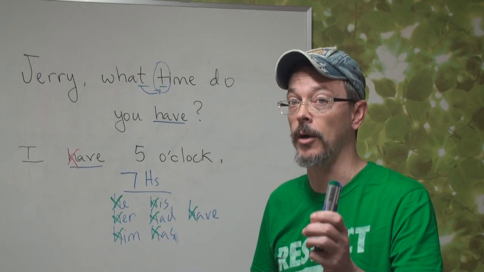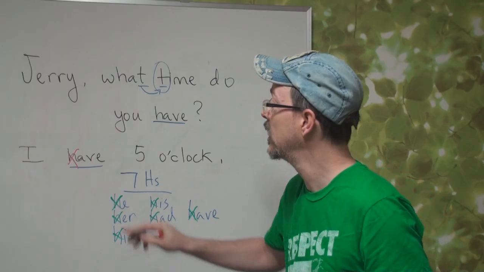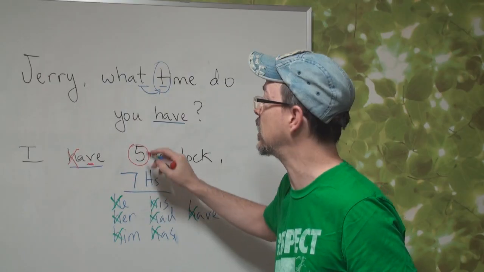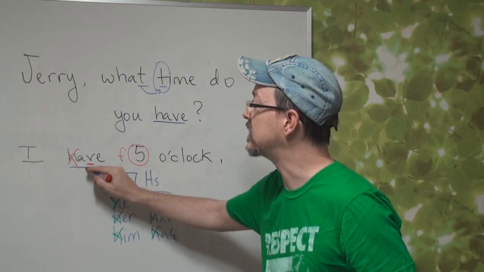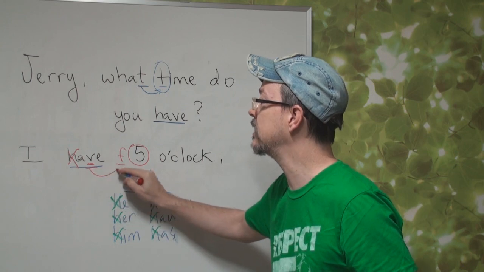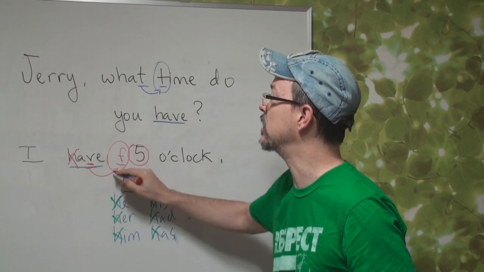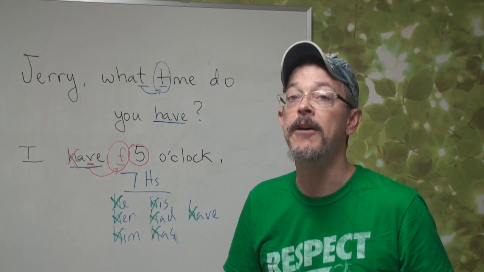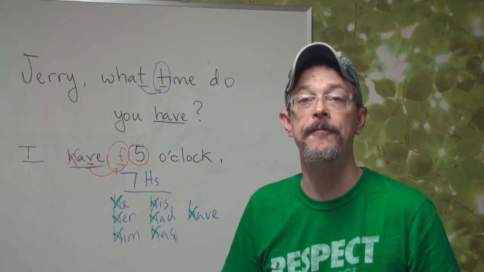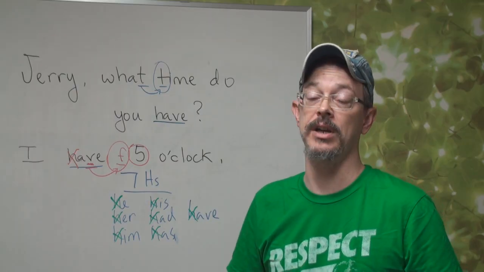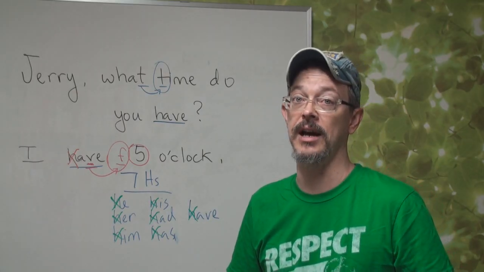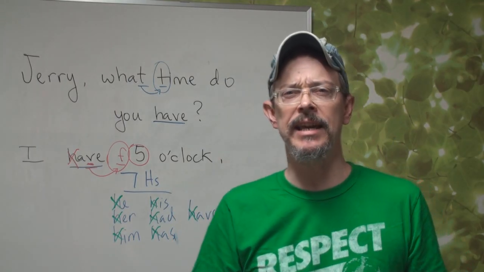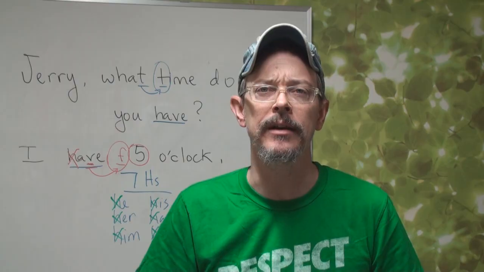Now, there's another link. We have a V sound here, and five, it's an F sound, right? So when we have similar sounds, we connect the sound and only keep this one. Just like, what time? Not "what to time." Have five? No. Have five. I have 5 o'clock. Now, the key, everybody, when you're speaking English, say it like a human.